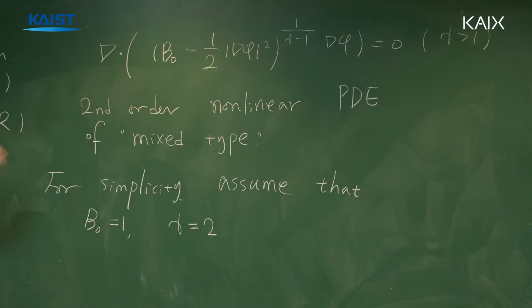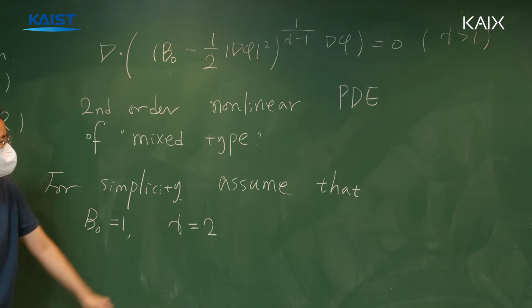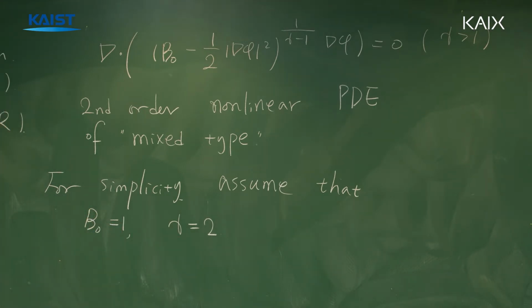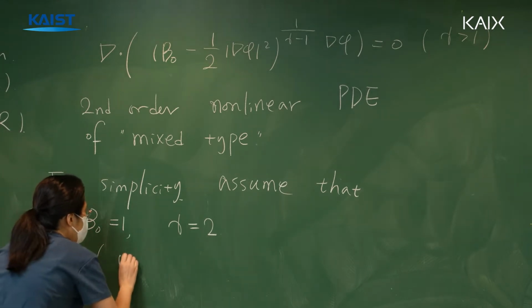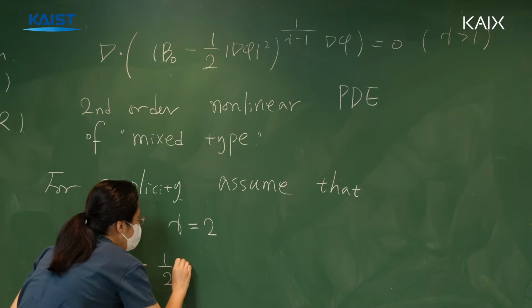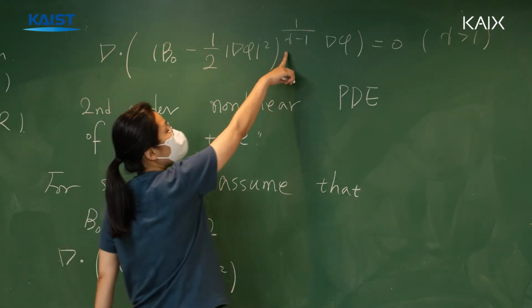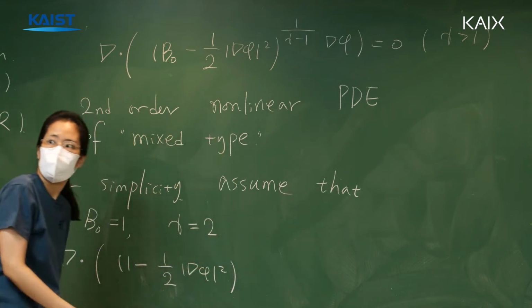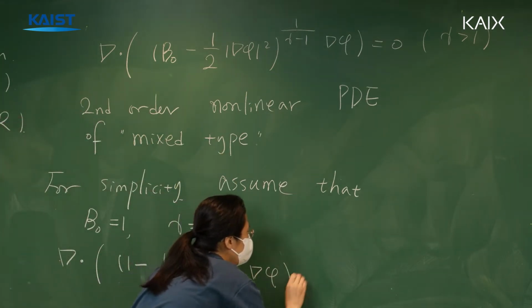So I'm going to focus on the case where gamma equals 2, okay? Then this equation becomes the divergence of (1 minus 1/2 |grad phi|^2)^(1/(gamma-1)), and since gamma minus 1 is 1, the exponent is simply 1. So you can see that this is really simple, right? Times the gradient of phi equal to 0.